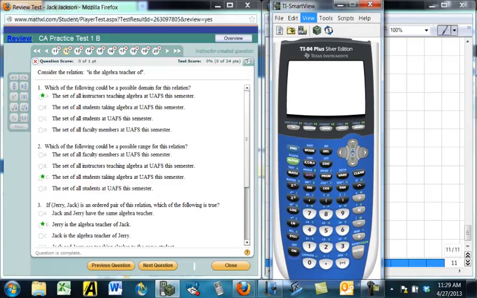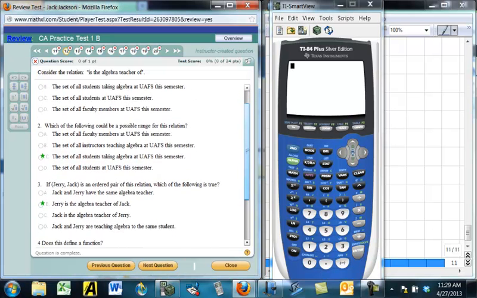Consider the relation "is the algebra teacher of." What could be a possible domain? Well, it's got to be the algebra teachers, so it could be all instructors teaching algebra at UAFS this semester. That would be reasonable. It wouldn't be the students, and it wouldn't be all faculty members because they don't all teach algebra, so it'd have to be A there. Which could be a possible range? Well, it'd be all the students taking algebra at UAFS this semester. So if the domain is all the algebra teachers at UAFS this semester, the set of all their students would be the range.